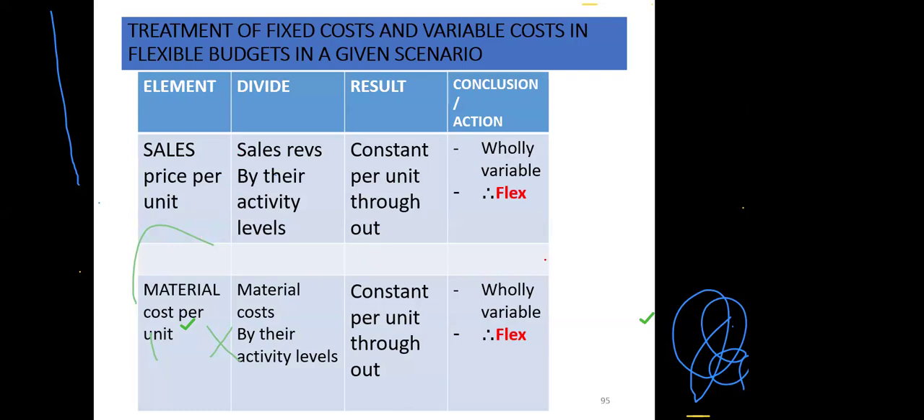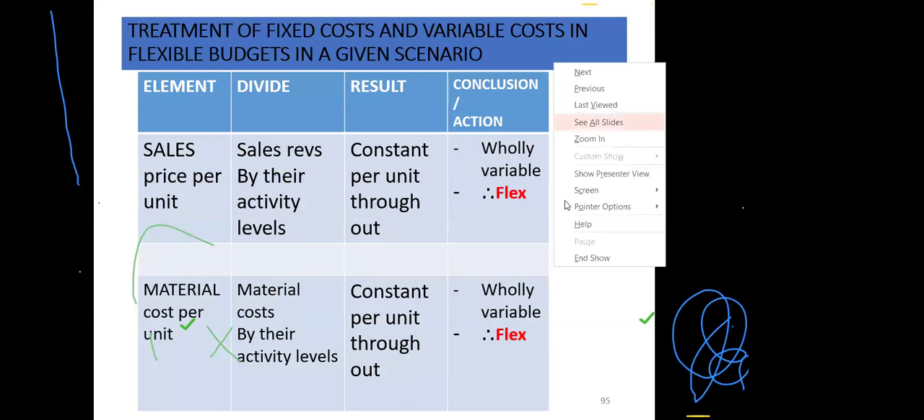Let me get a pointer. Sorry, we should be finishing soon. Let me get a pointer.